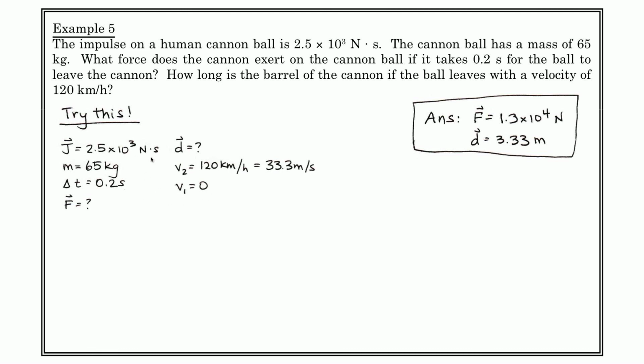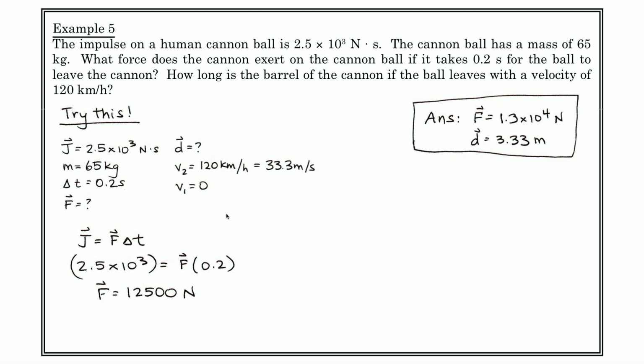We're given impulse, we're given mass, we're given time. We don't know displacement. We know V2, which if we convert to meters per second is 33.3. And we know V1, the cannonball starts at rest. We're also looking to find the force. Okay, so here's the calculation where we find force. If we know the impulse and we know the time, we can figure out how much force is exerted. Okay, so that one's pretty straightforward.